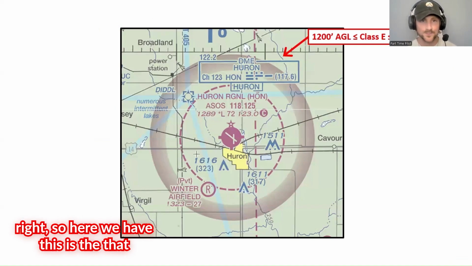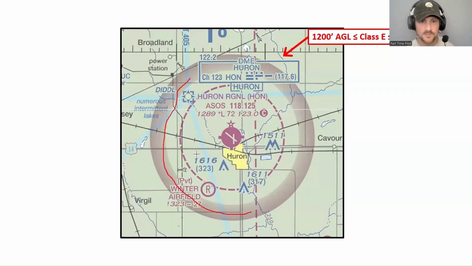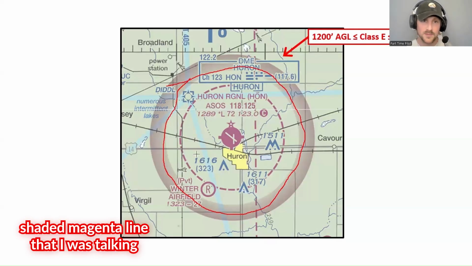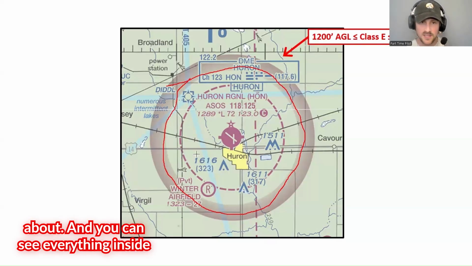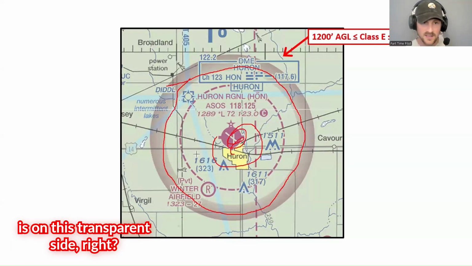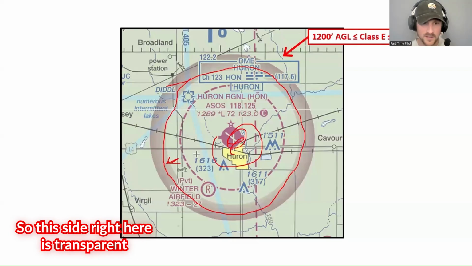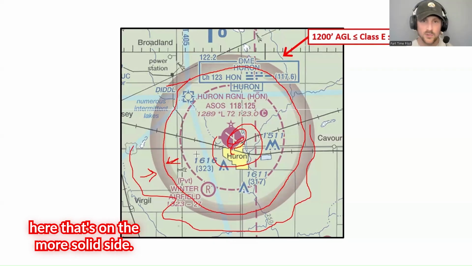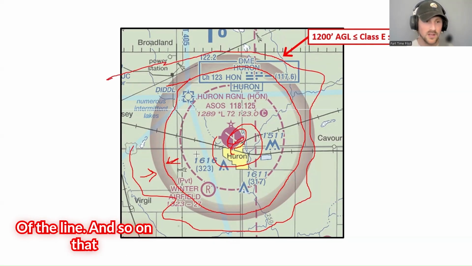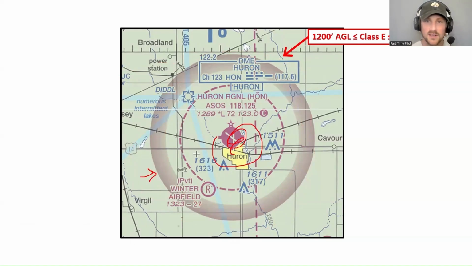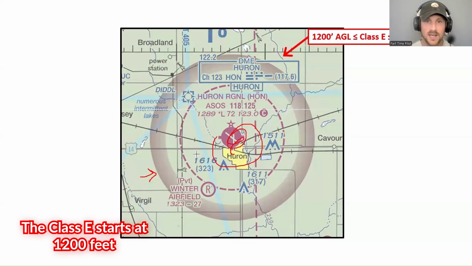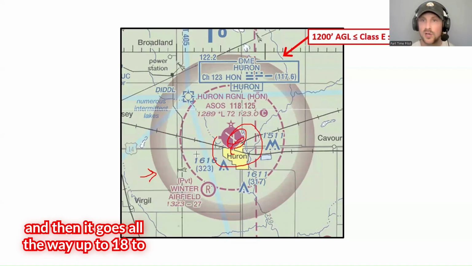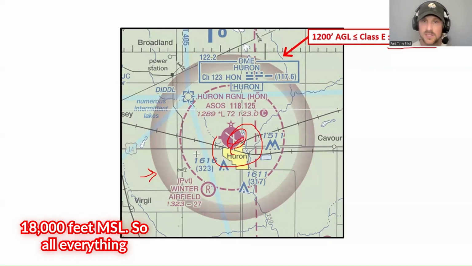All right, so here we have that shaded magenta line that I was talking about. You can see everything inside is on this transparent side, right? So this side right here is transparent. And on this side and everything out here, that's on the more solid side of the line. So on that side, the Class E starts at 1,200 feet, and then it goes all the way up to 18,000 feet MSL.